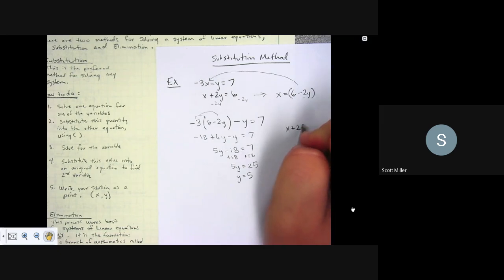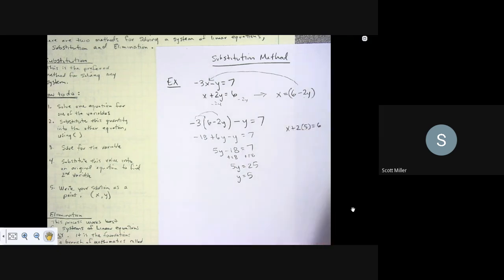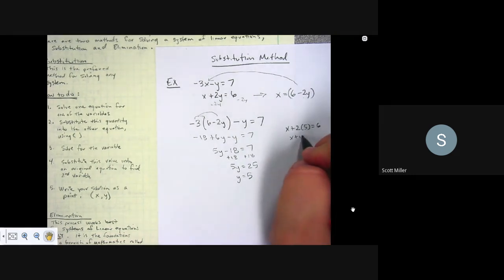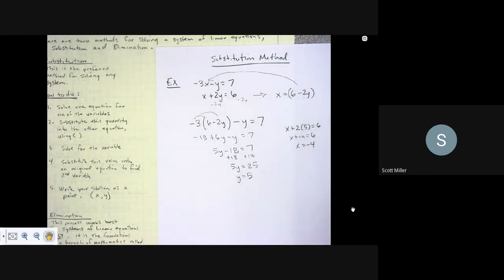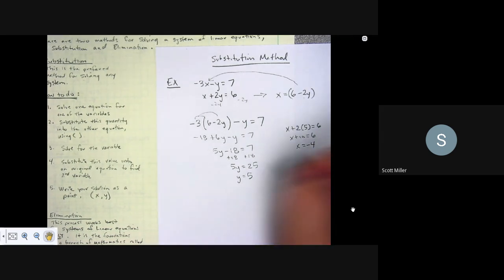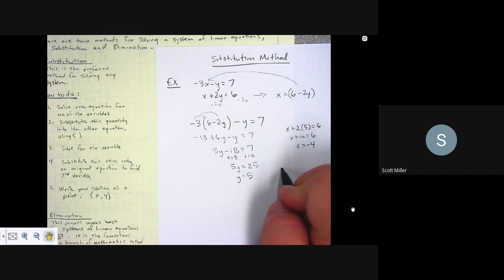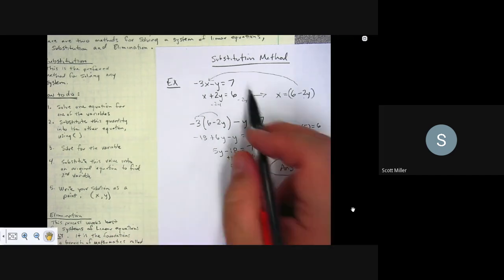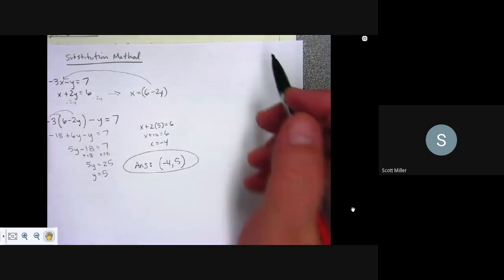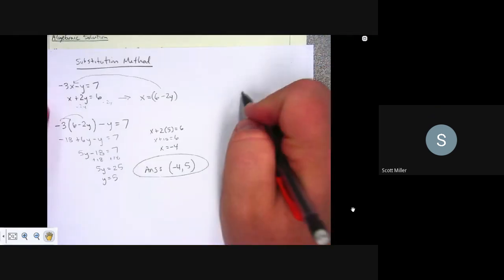x plus 2 times 5 equals 6. So x plus 10 equals 6. And so x equals negative 4. That's not my solution. You write your solution as a point. So your answer, and you can just write A and S, answer is the point (-4, 5). That is my answer, and you should check it in the original equations to make sure that you are right. There is no reason for you to be wrong when you can easily check it.